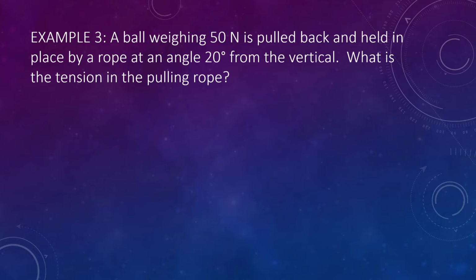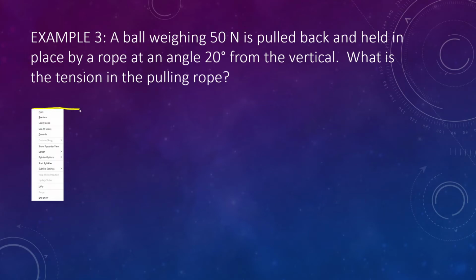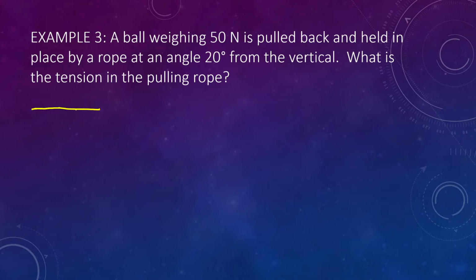But anyway, a ball weighing 50 newtons is pulled back and held in place by a rope at an angle 20 degrees from the vertical. What is the tension in the pulling rope? So the situation looks something like this. Ignore that. This is like a ceiling. Hanging from this is a rope. Well, where'd my other line go?